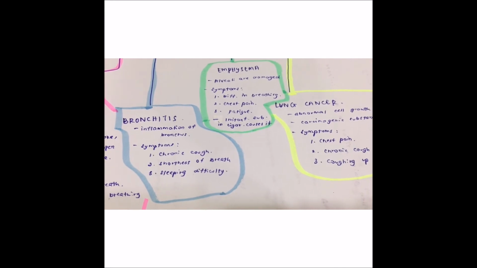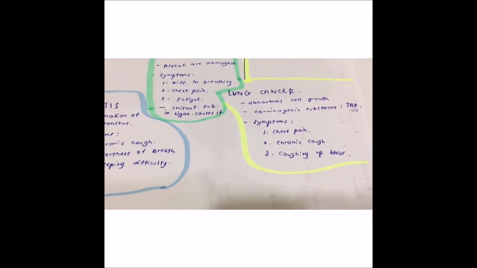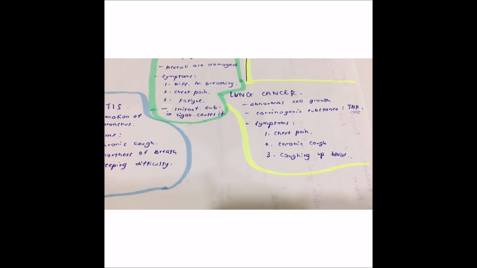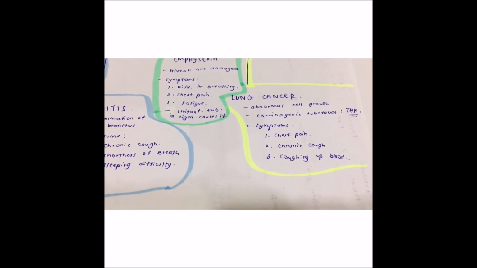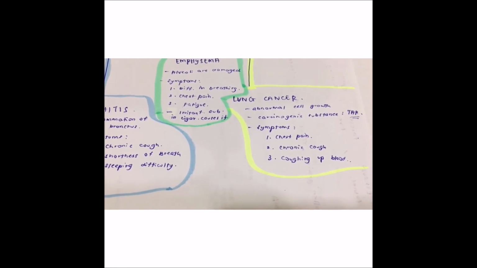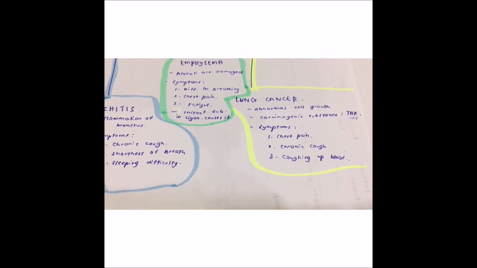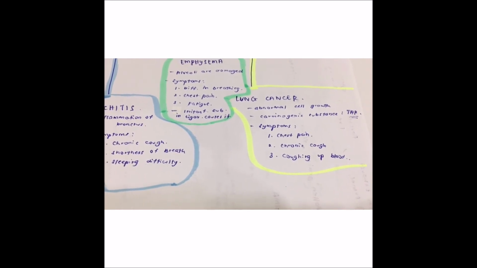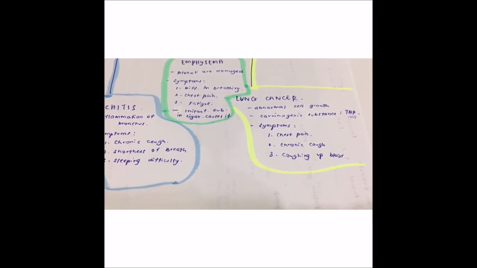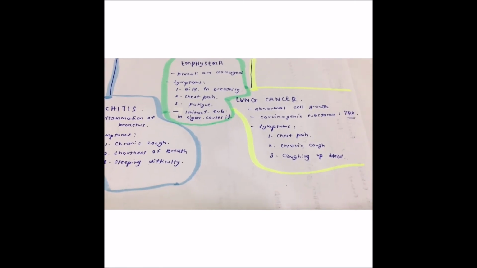Next, lung cancer. Lung cancer occurs when abnormal cells grow out of control in the lungs. Lung cancer is caused by carcinogenic substances such as tar, which is found in cigarette smoke. The symptoms of lung cancer are chest pain, chronic cough, and coughing up blood.